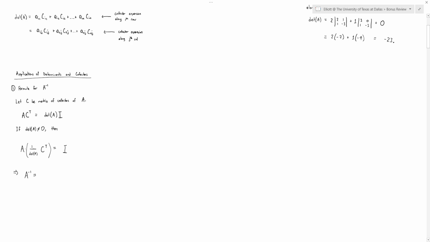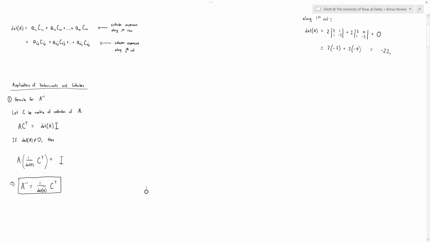So you get this formula that A inverse is 1 over the determinant of A, and then times the transpose of its matrix of cofactors. Okay. All right. So I'll illustrate how that formula works exactly with an example as well.